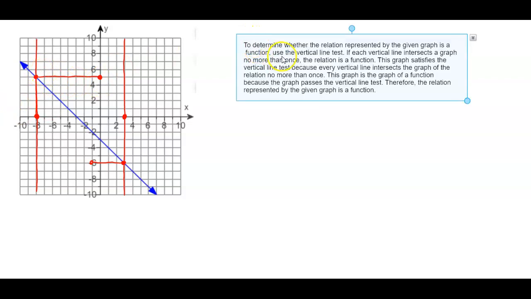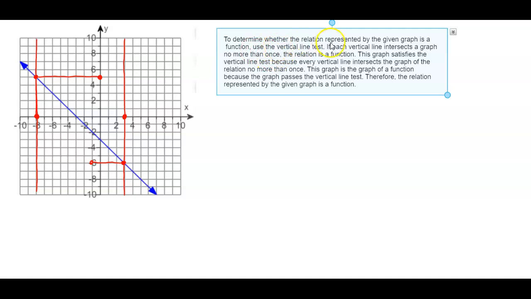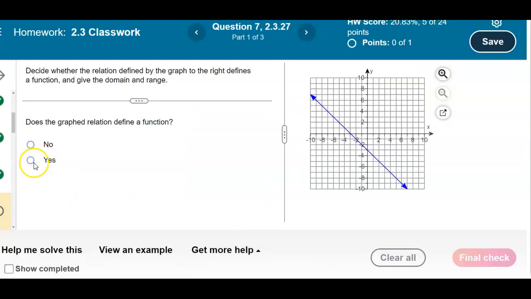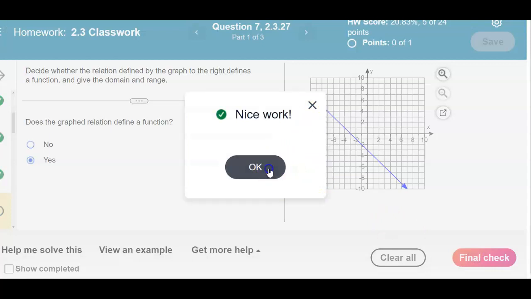But let's go ahead and check this out in words. To determine whether the relation represented by the given graph is a function, we're using the vertical line test. If each vertical line intersects a graph no more than once, which it does here, the relation is a function. This graph satisfies the vertical line test because every vertical line intersects the graph of the relation no more than once. Now this graph is the graph of a function because the graph passes the vertical line test. Therefore, the relation represented by the given graph is a function. So we're going to go ahead and say yes, and there is our result.